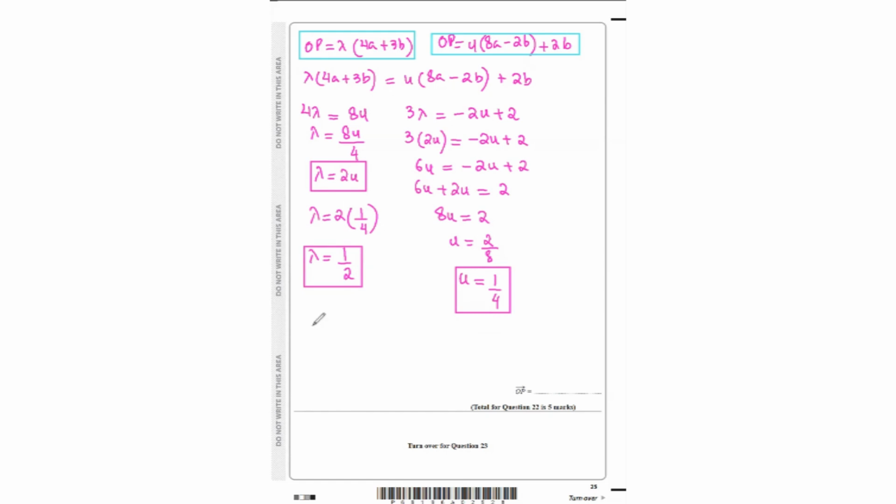So that means OP is going to be lambda times 4a plus 3b. Replace the lambda with 1 over 2. Multiply the 1 over 2 with both 4a and 3b. So that's going to give us 2a plus 3 over 2 b. That's what vector OP is going to equal in its simplest form.